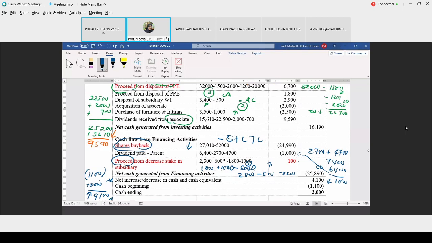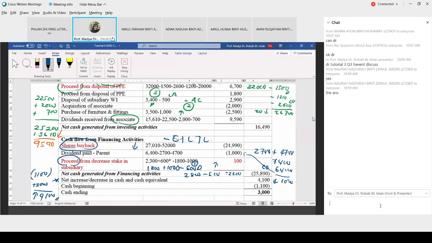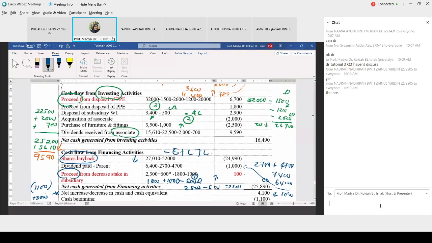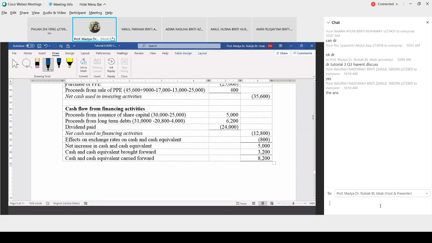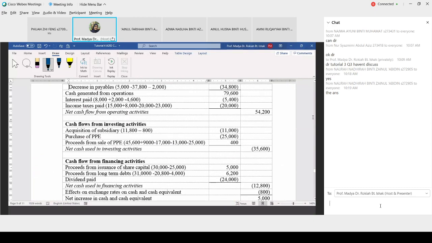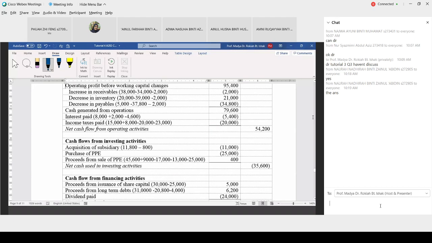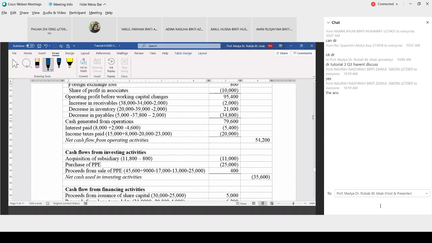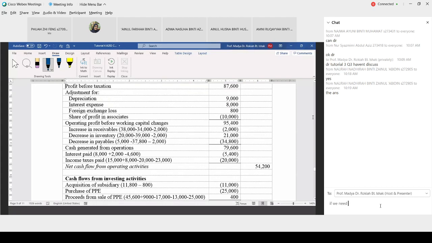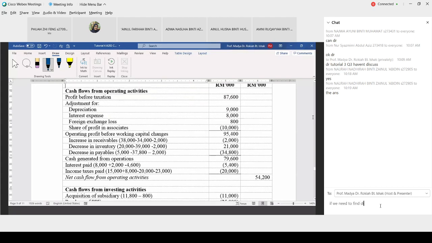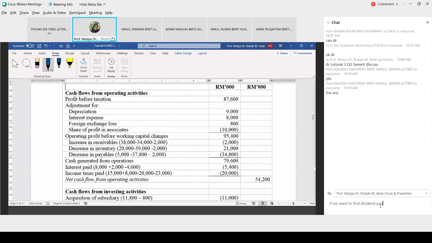Can you put it in the chat about that, while I'm showing you the answer for question 2? Is it okay? You put it in the chat box, because sometimes I can hear your voice, sometimes I can't. Okay, so I'll just show you the answer for question 2. Question 2 is not much different from question 1. So while waiting for your friends there, I will look at question 2.